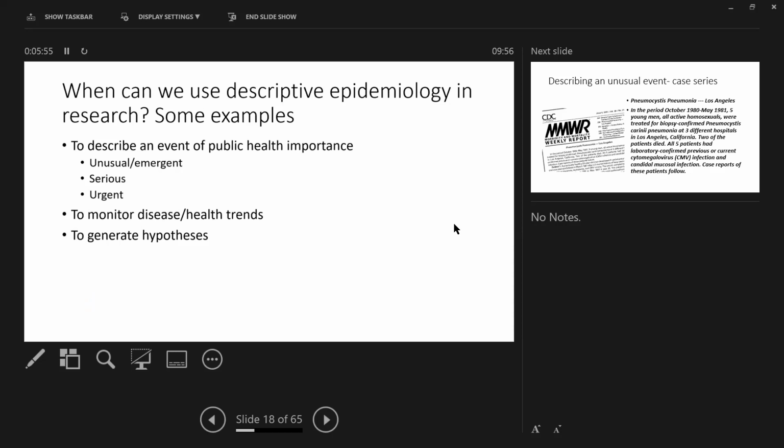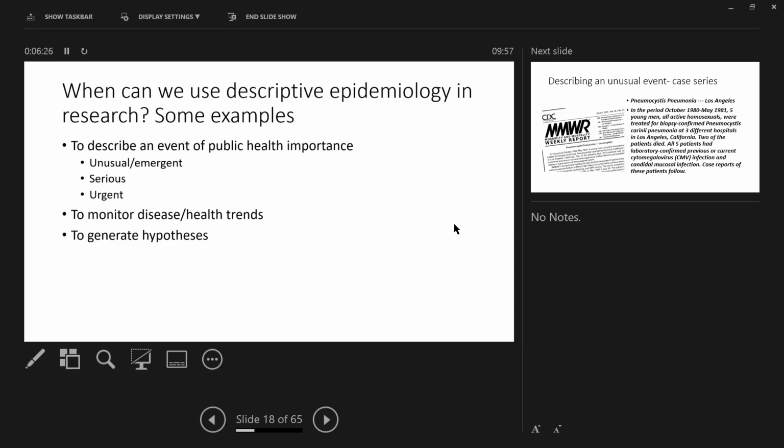So here's a few examples. You wanted a few more examples. When do we use descriptive epidemiology in research? Well, you can use it if there is a very unusual emergent problem, like case series, for example. Case reports are descriptive. And if something is very serious or very urgent, where the speed is more important than the scientific rigor, it's very useful to monitor disease trends or health trends over time. And it's useful as well to generate hypotheses.